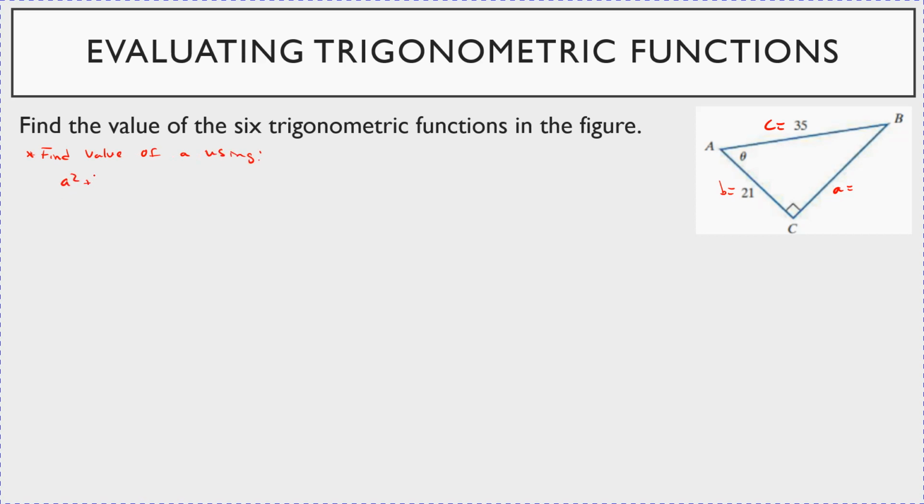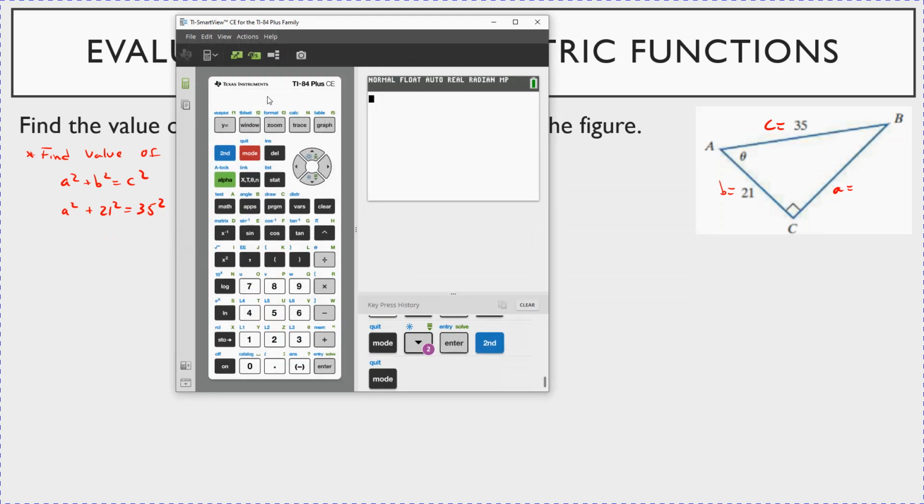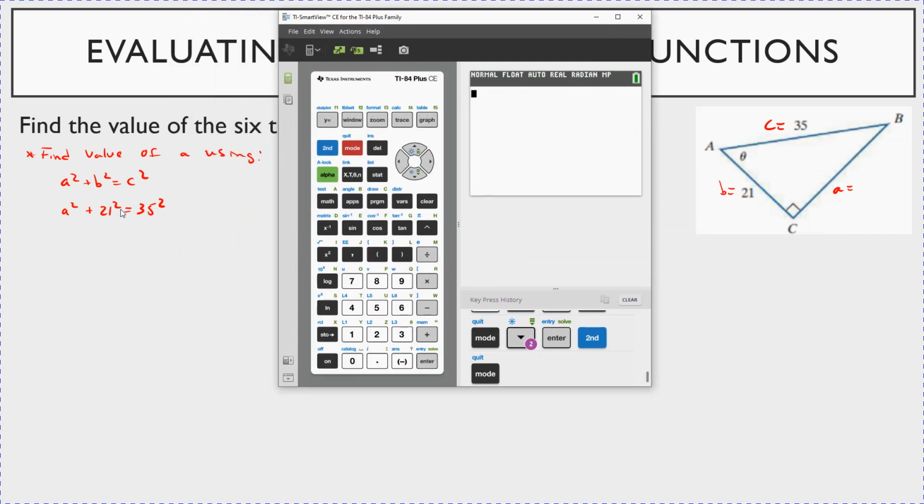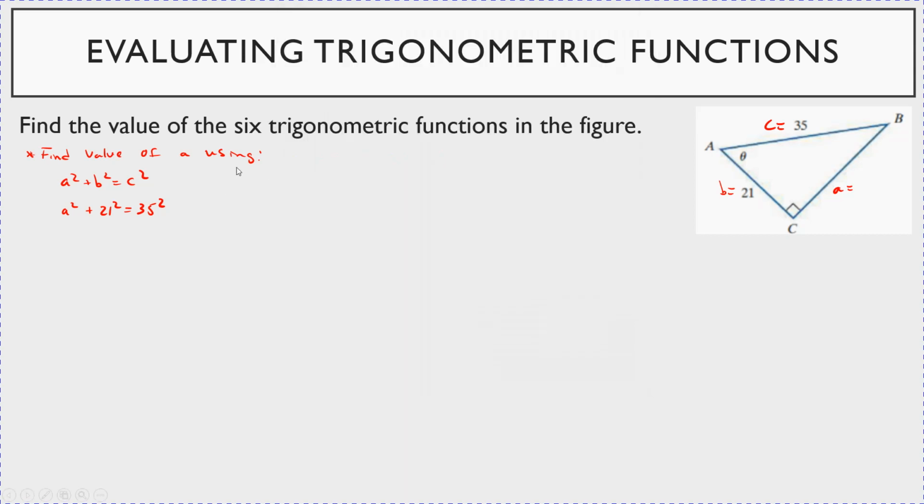So it's A squared plus B squared is equal to C squared. Okay. So look, A squared plus 21 squared is equal to C squared, which is 35 squared. So you're gonna have to grab your trusty calculator here for this, right? So look, I'm just gonna subtract the 21 squared over. So 35 squared minus 21 squared gets you 784. So A squared is equal to 784.